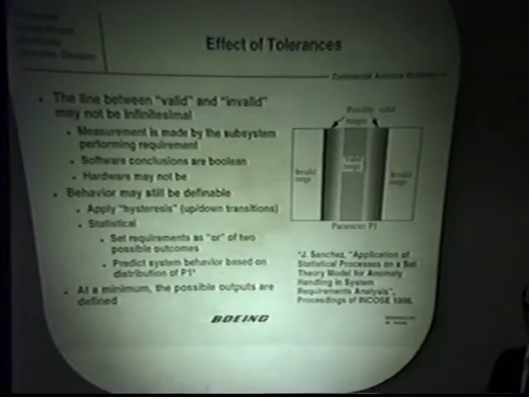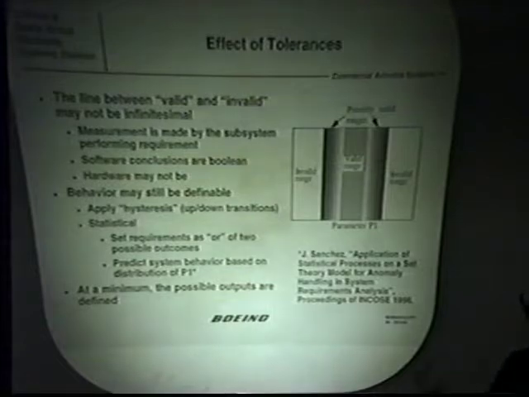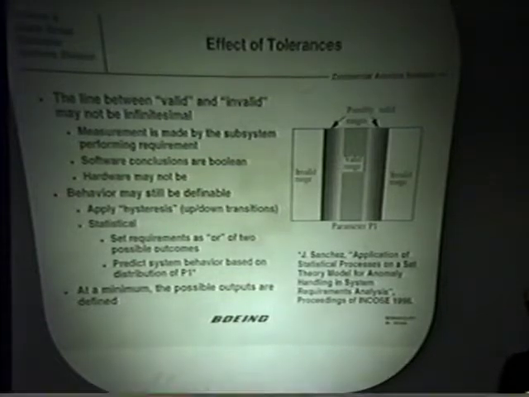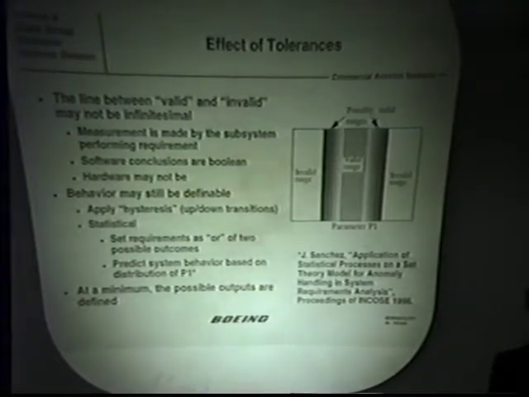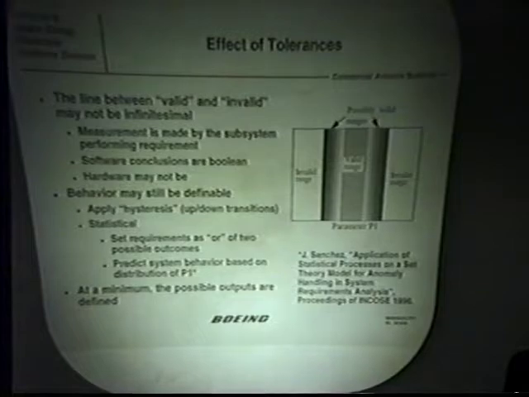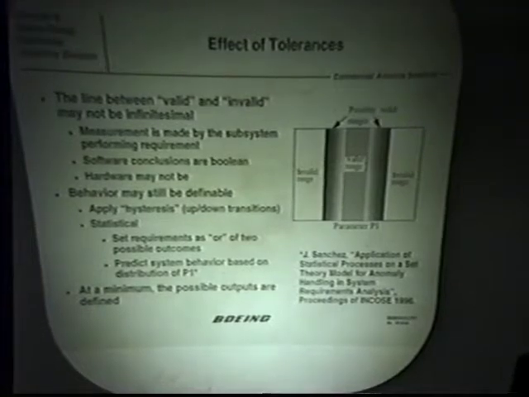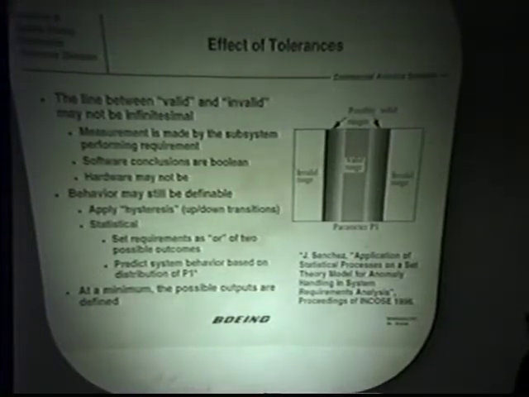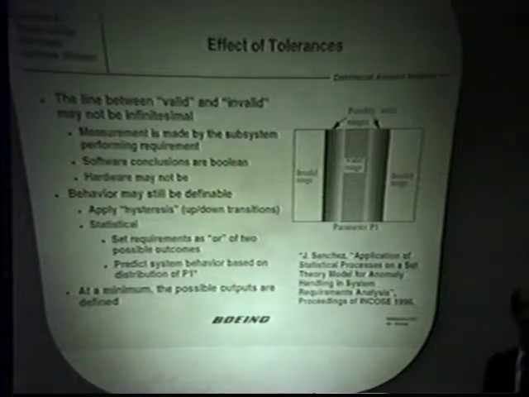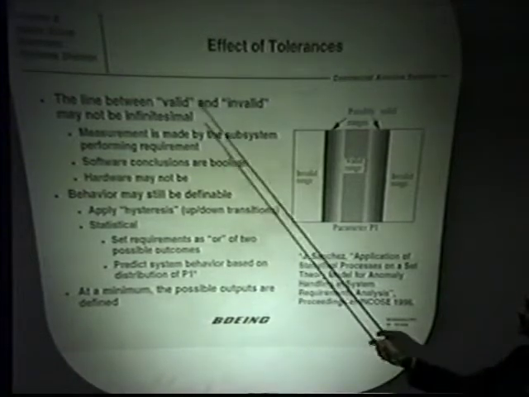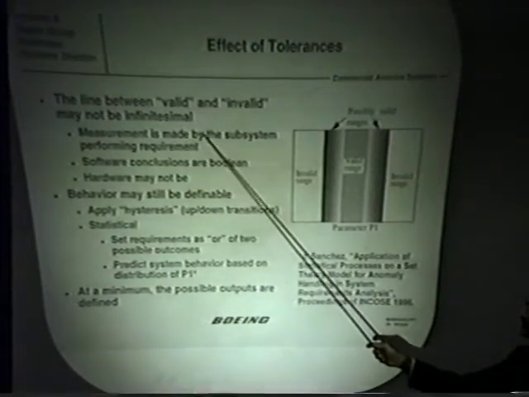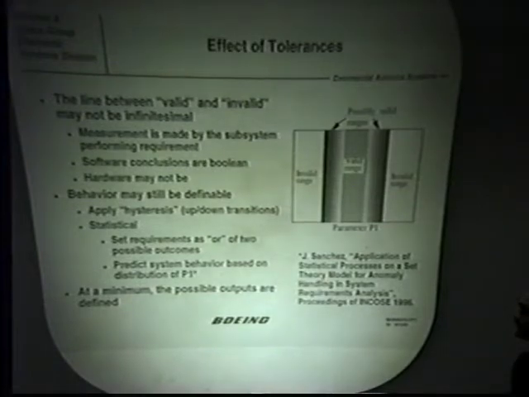Hardware doesn't always have to make conclusions. It just says, here's my output. It's 3 volts plus or minus a half a volt. Well, if the downstream system receiving that is looking for 3.6 volts, it may or may not interpret that previous system's output the same way it was intended, because the measurement, again, is always made by the subsystem performing the requirement.